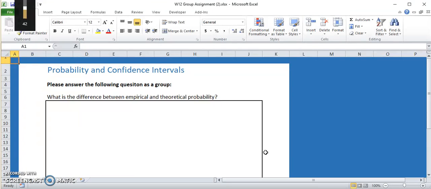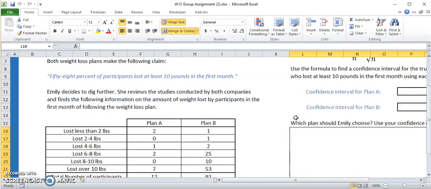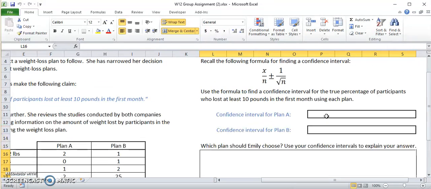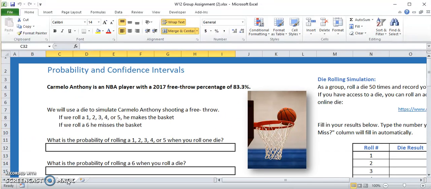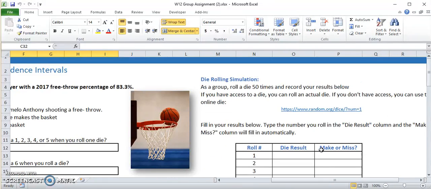For your lesson 12 group assignment, now dealing with probability and confidence intervals, first off you'll explain the difference between empirical and theoretical probability, and then work with probability and confidence intervals here, calculating those. Same kind of idea here in step 3, only a little more involved, where you actually get to roll the die.